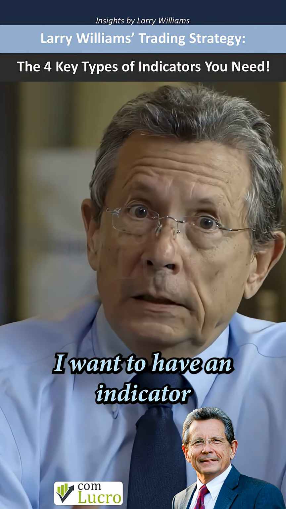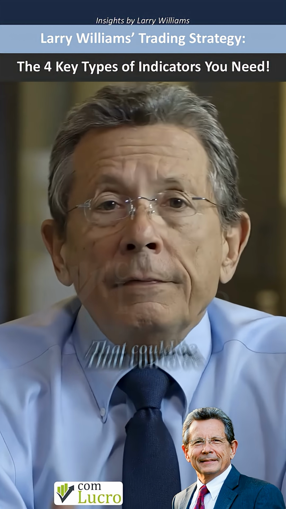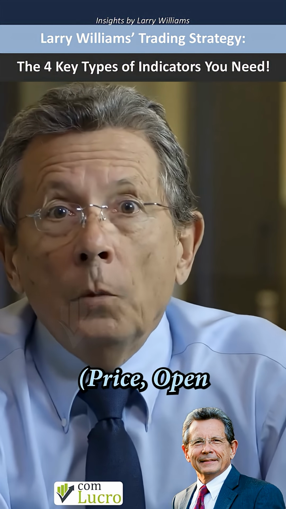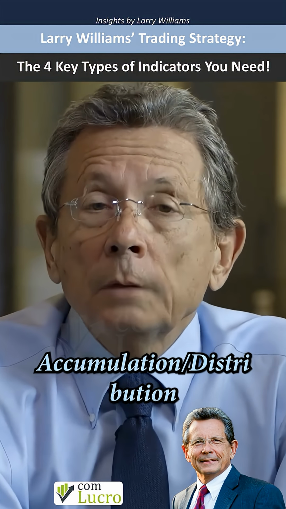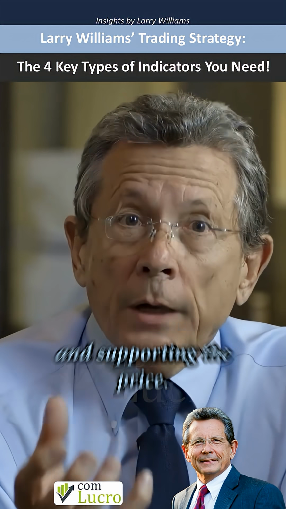Then I want to have an indicator that measures a professional accumulation coming into the marketplace. That could be on balance volume. It could be my POVI, price open interest in volume, or my Williams accumulation distribution formula. And I want to see when buying is coming into a market supporting price.